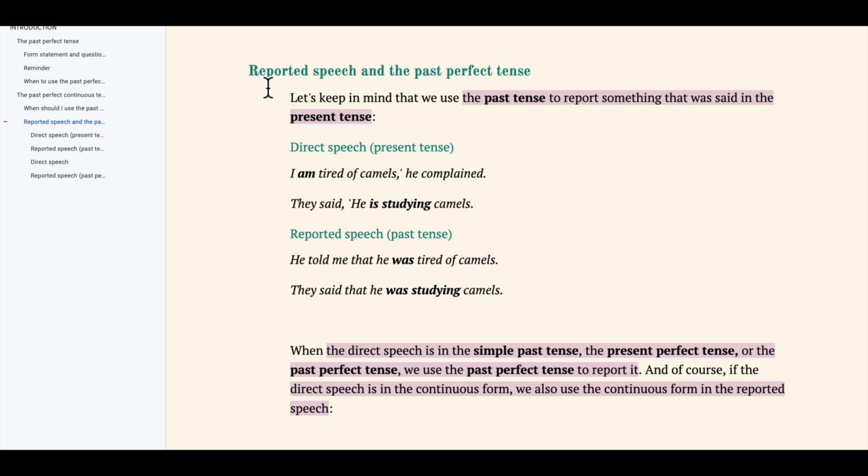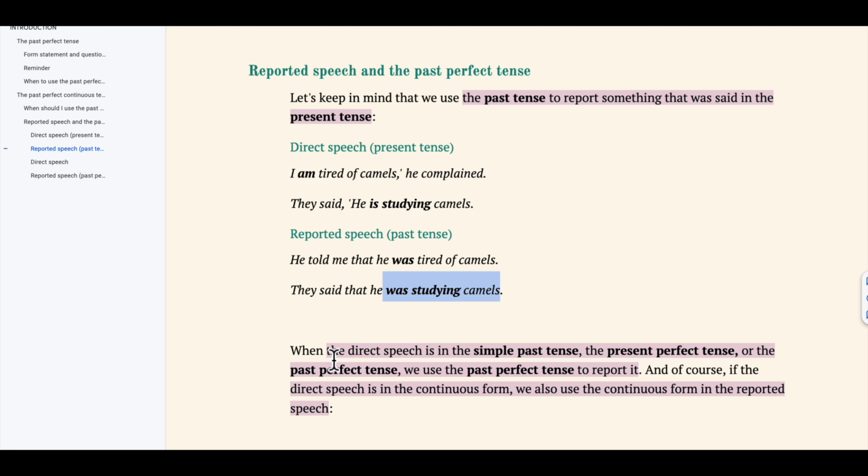The last area to talk about is reported speech and the past perfect tense. Keep in mind that when we report something that was said in the present tense, we use the past tense. For example, for direct speech, present tense: I am tired of camels, he complained. They said he is studying camels. In reported speech, past tense: he told me that he was tired of camels. They said that he was studying camels.